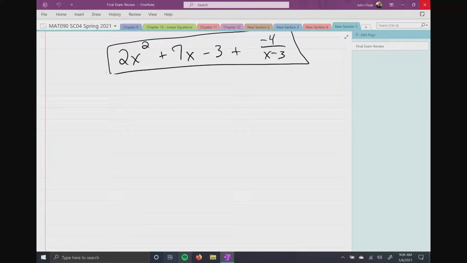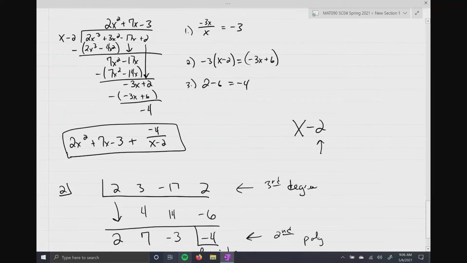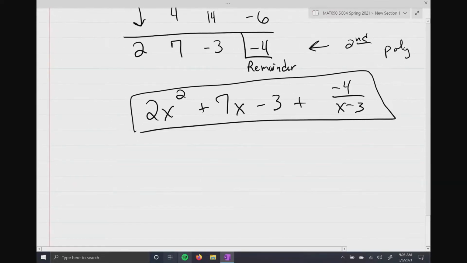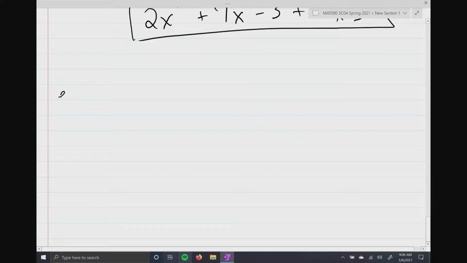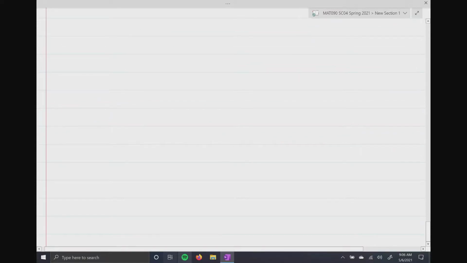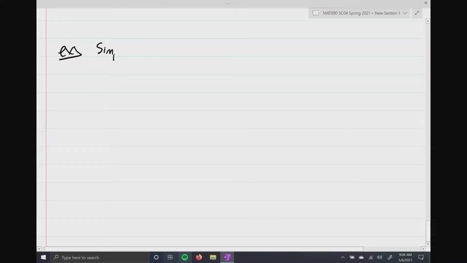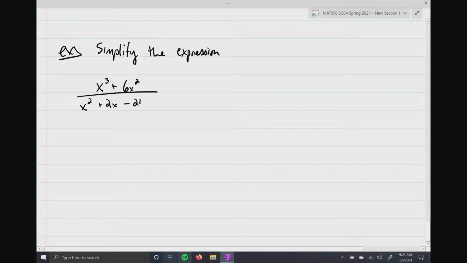All right, so we're gonna pick up where we left off. The last thing we did was dividing polynomials. So today we're gonna probably do what looks like the second half of the semester. Just to get warmed up, we're gonna simplify this expression: x to the third plus 6x squared all over x squared plus 2x minus 24.